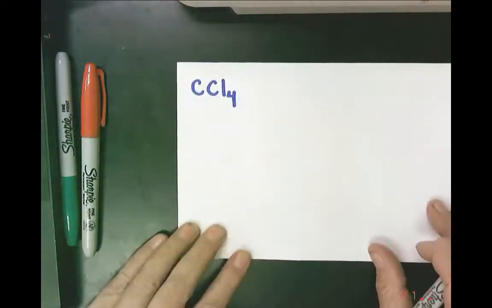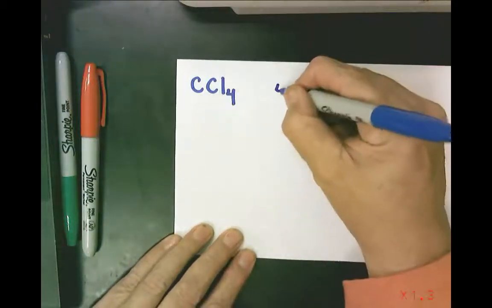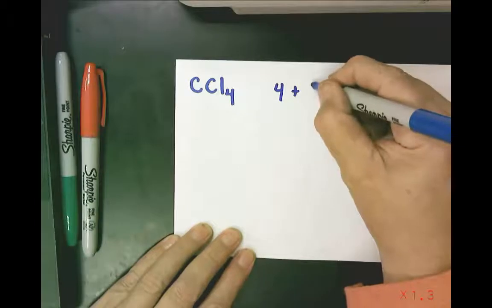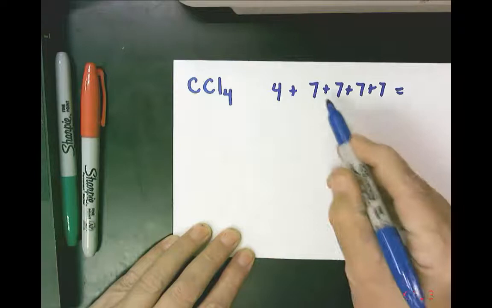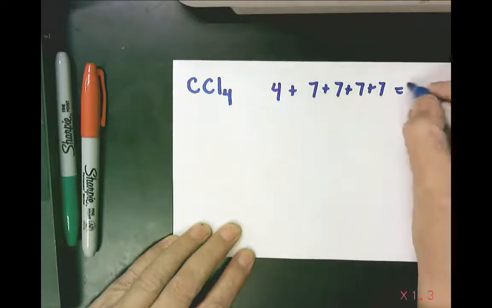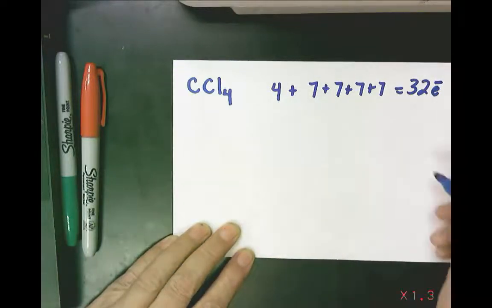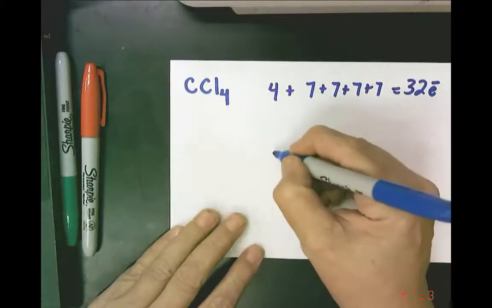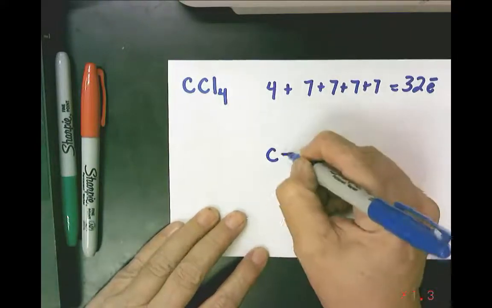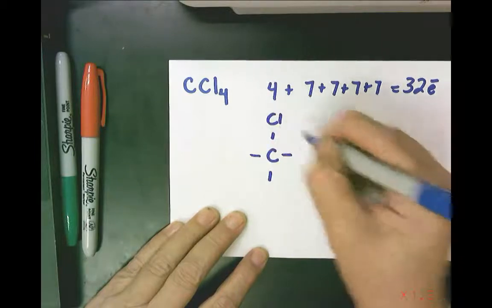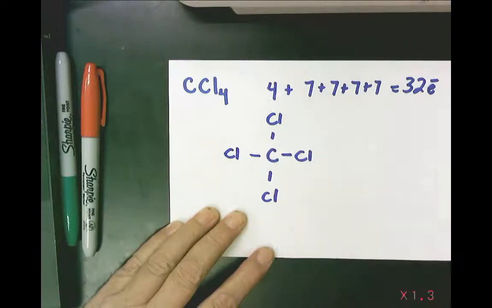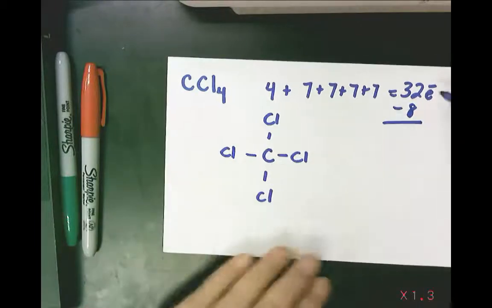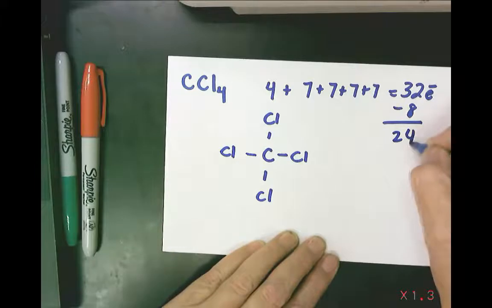Okay, and then carbon tetrachloride. Let's see, 4 plus 7 plus 7 plus 7 plus 7. Okay, so 28, 30, 32 electrons. Yep. Okay, carbon in the center. Okay, attach the other atoms with a dash. 2, 4, 6, 8. Okay, we've used 8. That leaves us with 24.